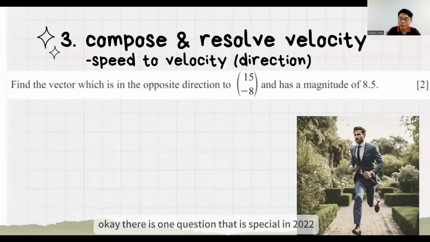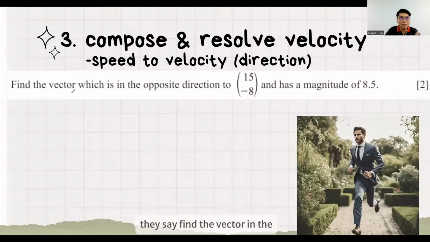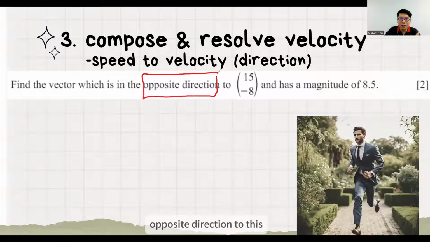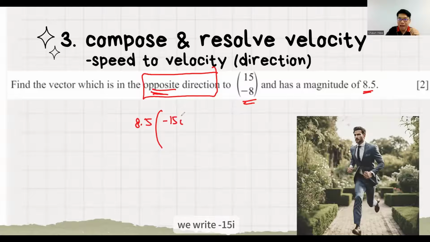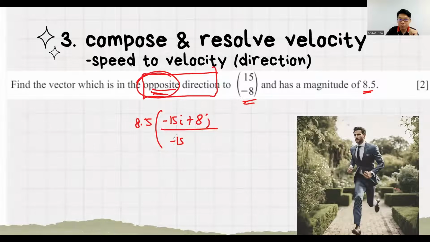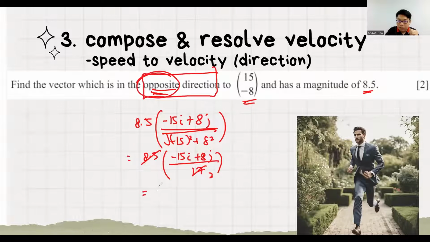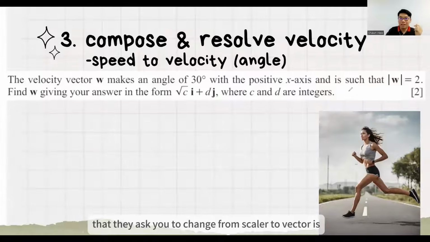Okay, there is one question a bit special in 2022 that says find the vector in the opposite direction to this. So again, they give you direction, they give you magnitude. We apply the formula 8.5. Since they say opposite direction, instead of 15i, we write negative 15i. Negative 8j, we write as positive 8j because opposite direction. Change symbol only.